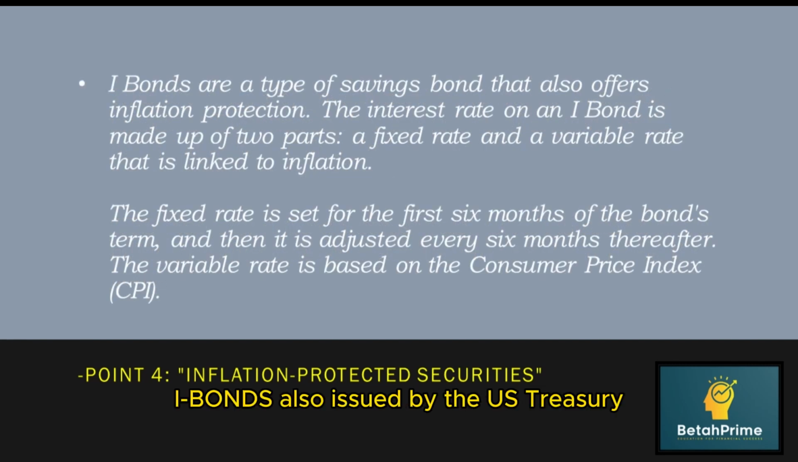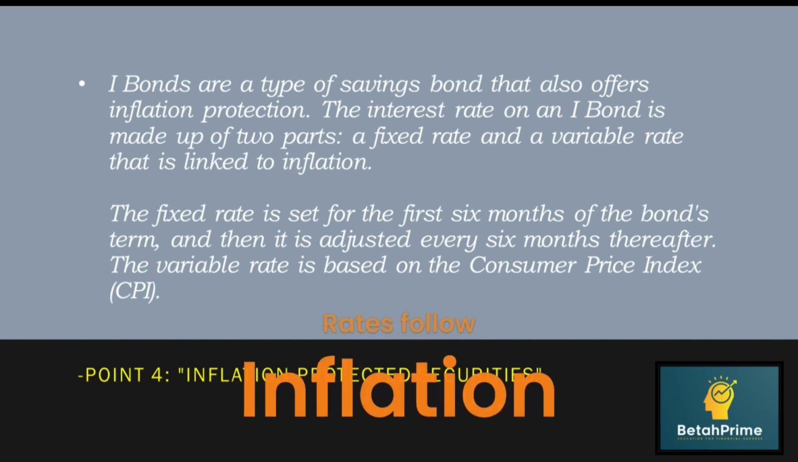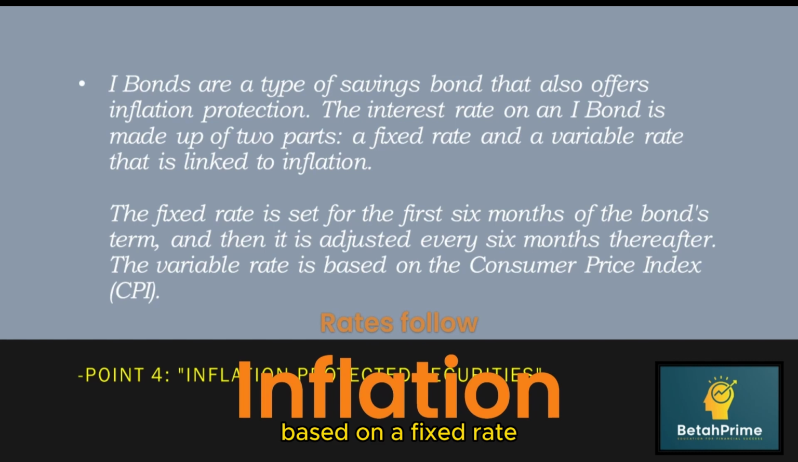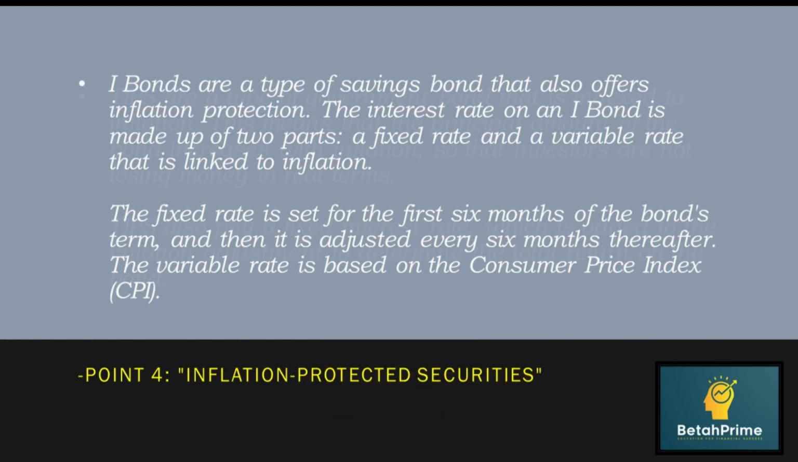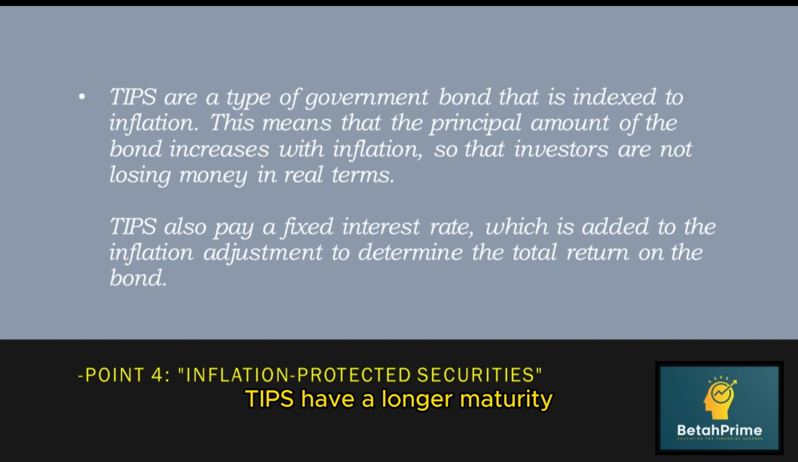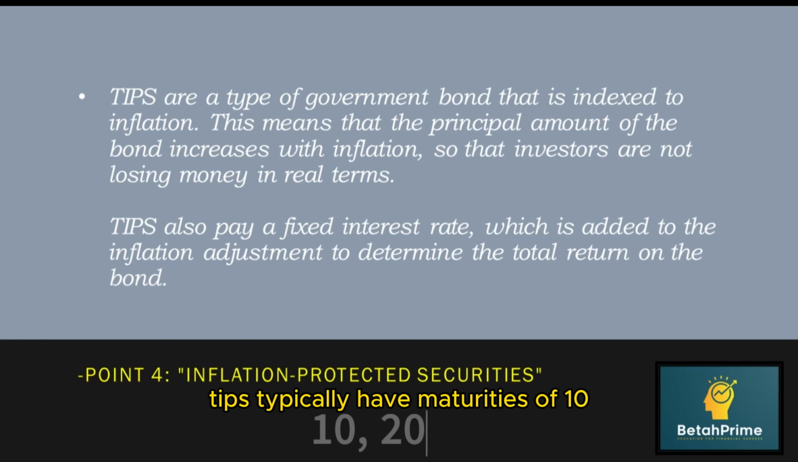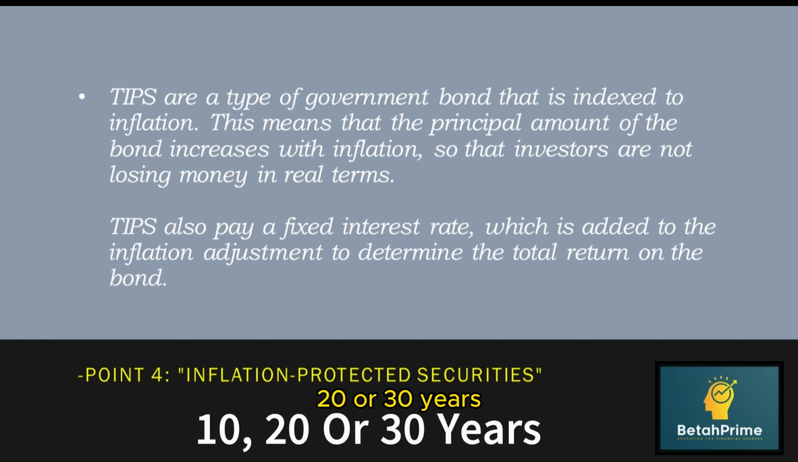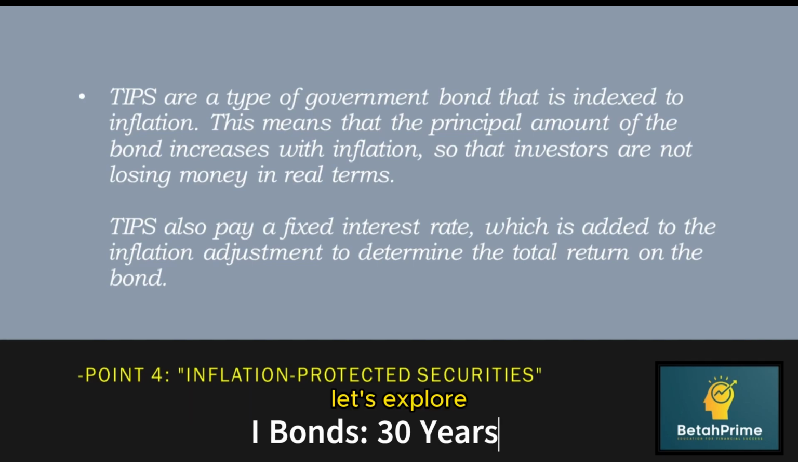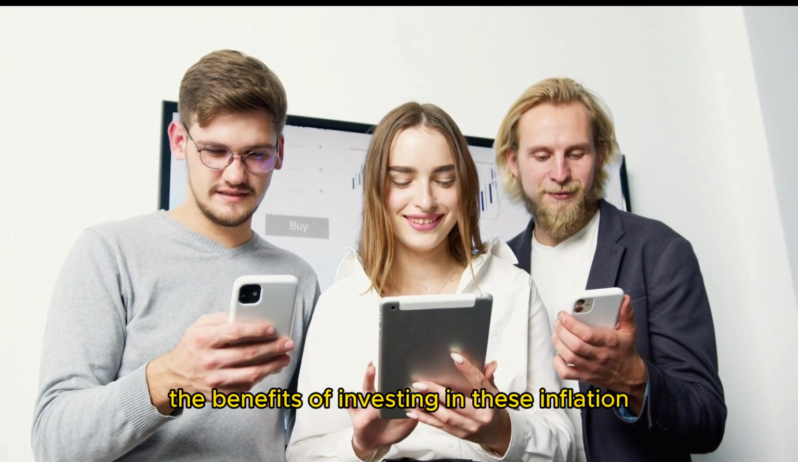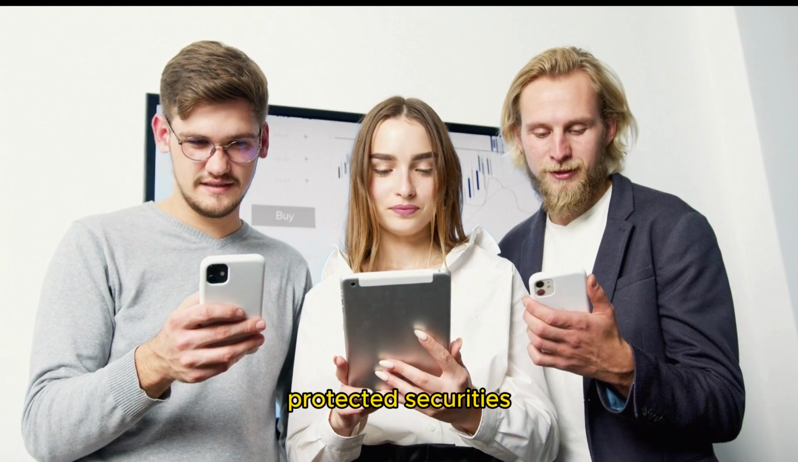Additionally, I-bonds, also issued by the U.S. Treasury, provide investors with another avenue for inflation protection. These bonds earn interest based on a fixed rate and a variable rate that changes with inflation. TIPS have a longer maturity period than I-bonds. TIPS typically have maturities of 10, 20, or 30 years, while I bonds have maturities of 30 years. Let's explore the benefits of investing in these inflation-protected securities.